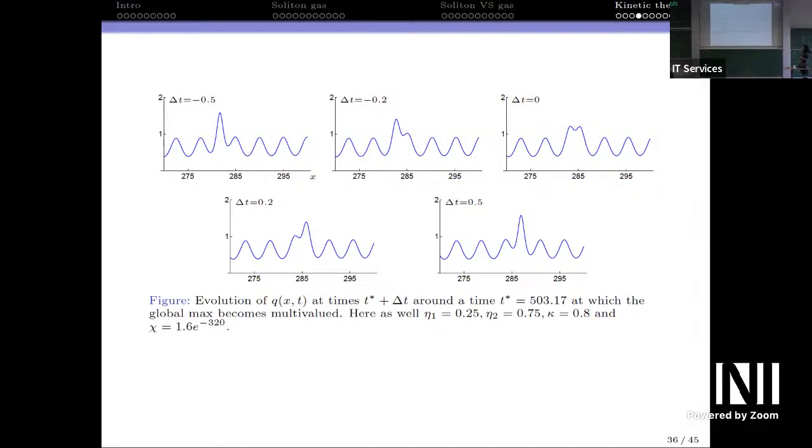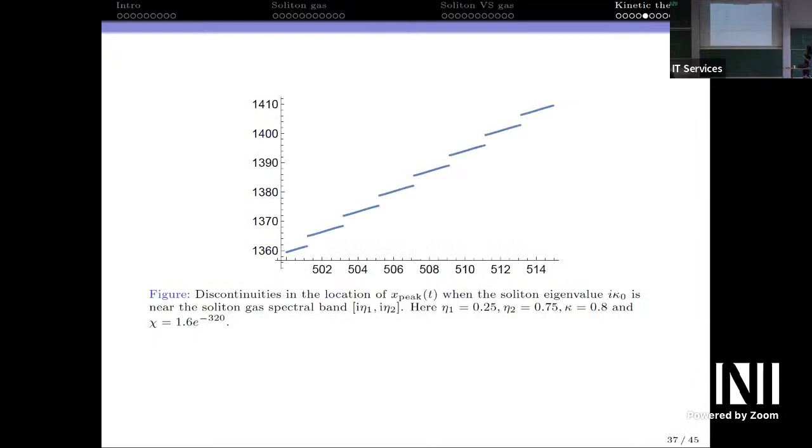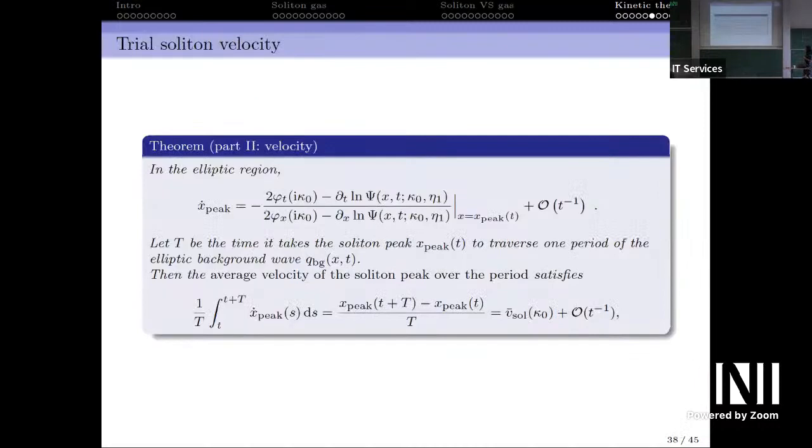And this is what happens, right? Exactly, these are discontinuities that you find precisely when the soliton is not big enough; you don't know where the soliton is at some specific times. So what happens with the velocity? Once we know how to track the position of the solitons, we just take the derivative, pretty much. And this is the velocity of the peak.